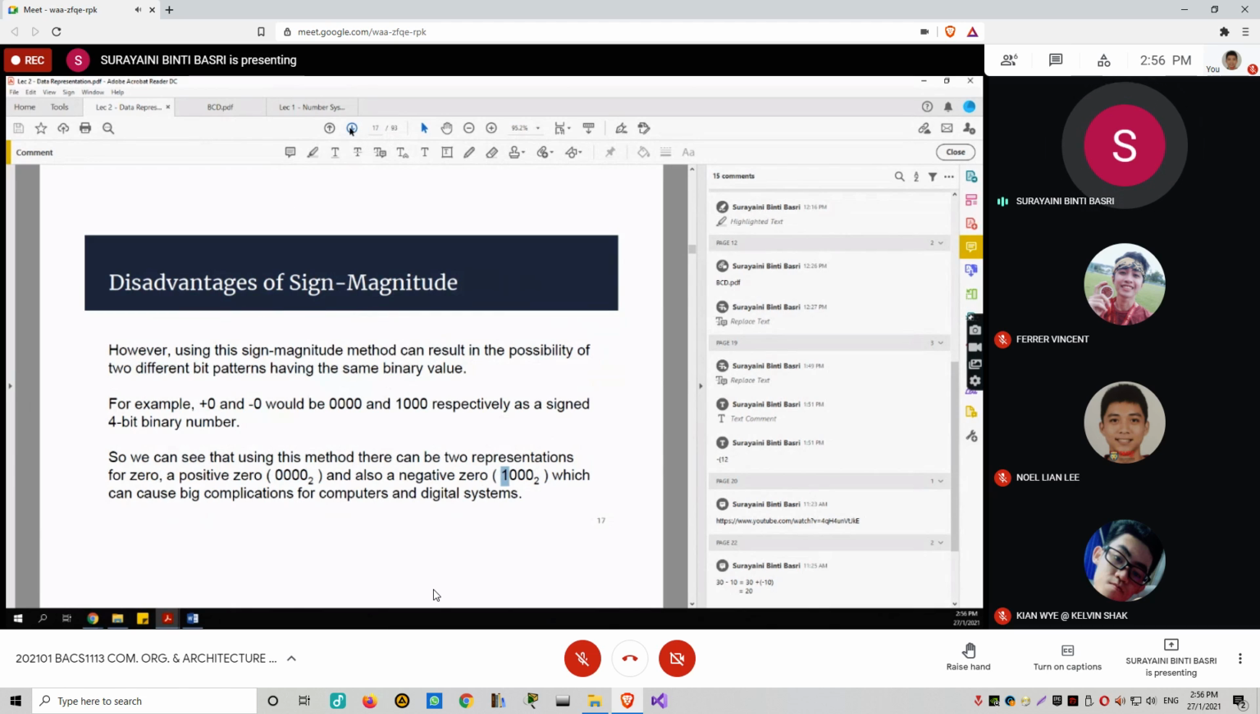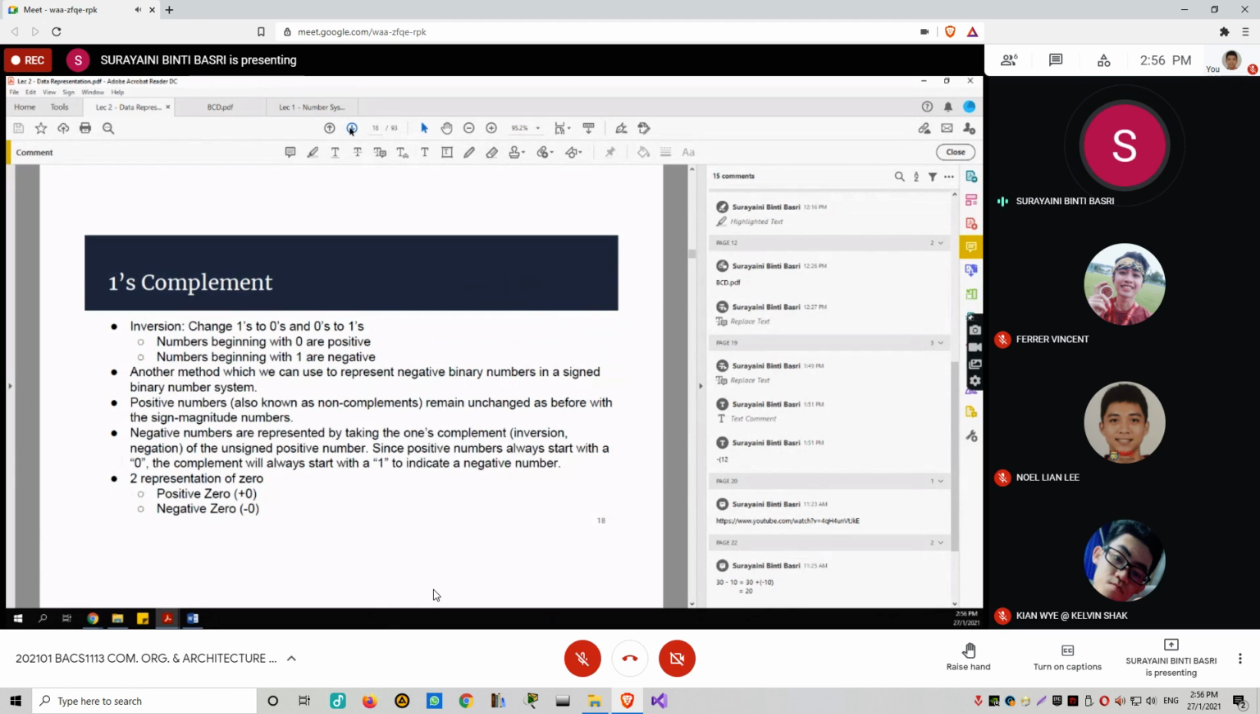So the experts came out with the next method, which is the ones complement. In this ones complement method, the experts use inversion, meaning that each binary digit will be inverted to its complement. For example, if it is 0, its complement will be 1, and if it is 1, its complement will be 0. So we change the 1 into 0 and the 0 into 1.